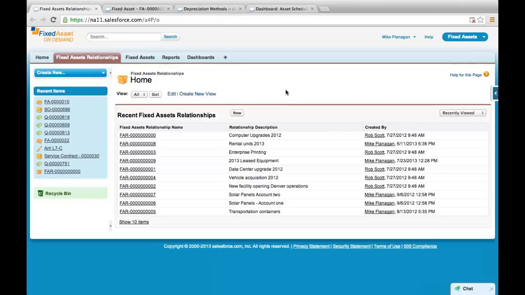Okay, so we believe that assets can have a relationship to each other. So in this case, we have multiple different things where we've, our computer upgrades for this year, maybe rental units or lease units out in the field with our customers, categorizing, like this is all the enterprise printing equipment we have. So these are user-defined, obviously. And then within that asset group, then we get to our very specific assets. So many assets relating to one logical group.